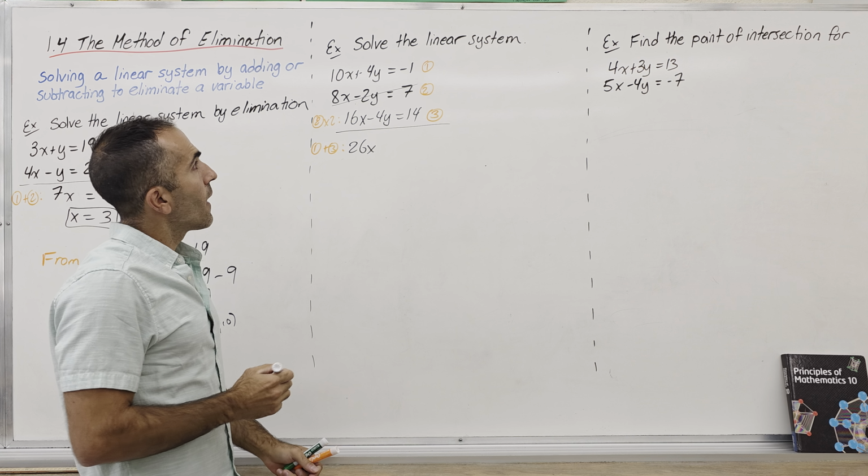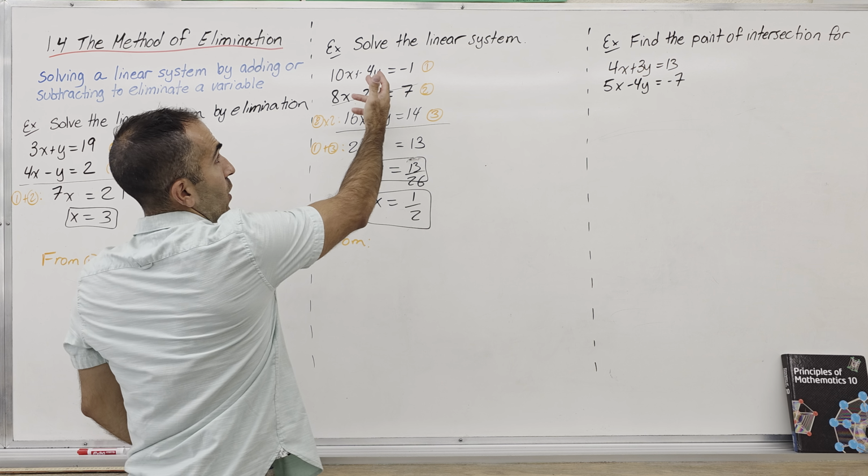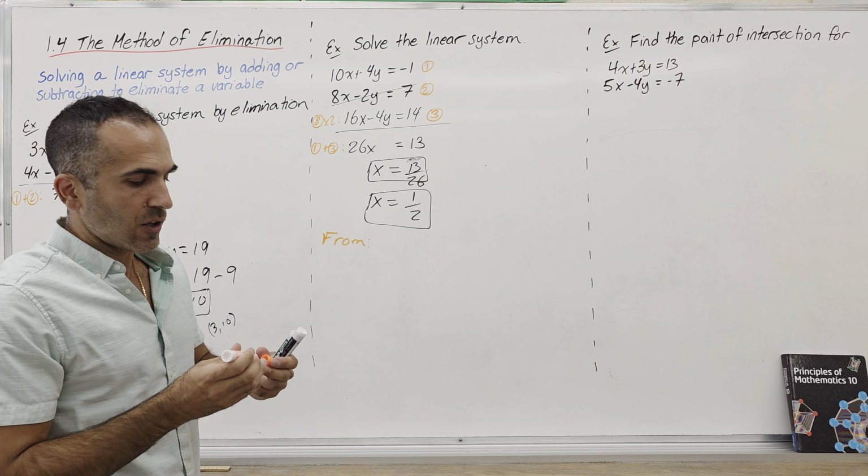Now I'm going to pick an equation. The only one I'm for sure not going to pick is equation 3, because those numbers are just bigger than the other equations. So I can pick the first equation or the second equation. I'm going to pick the second equation just to change it up.